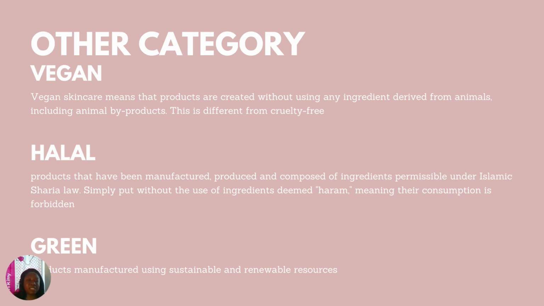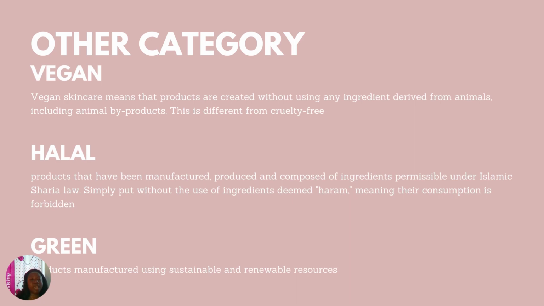Vegan skincare means that products are created without using any ingredient derived from animals, including animal byproducts. So for a product to be vegan, it needs to be free of honey, it needs to be free of milk, it needs to be free of animal byproducts, basically, because vegans do not eat meat, and so they also frown at skincare products that are made from animals or animal byproducts.